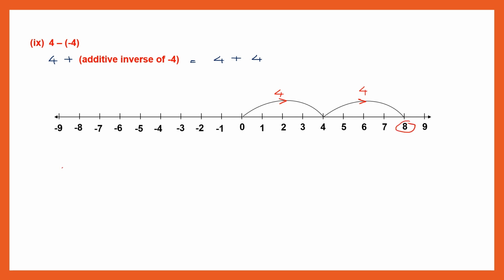So what do we have here? 4 minus negative 4, and the steps are 4 plus the additive inverse of negative 4, which is 4, and our answer, as we have shown on the number line, is 8. So this is our answer.